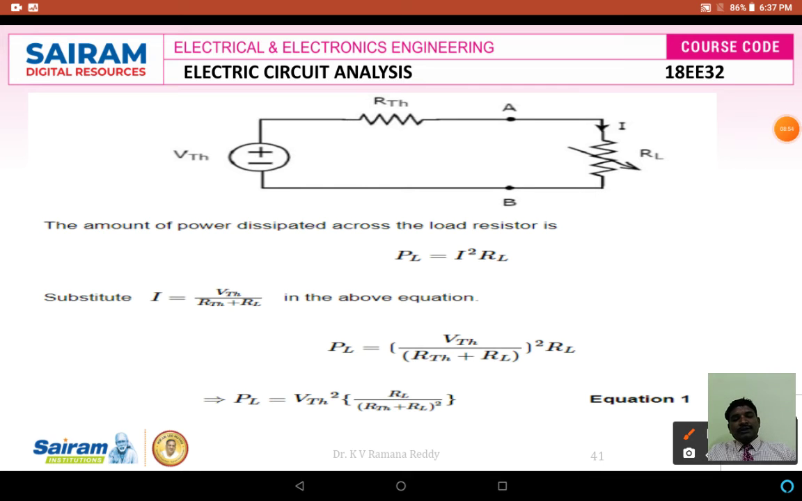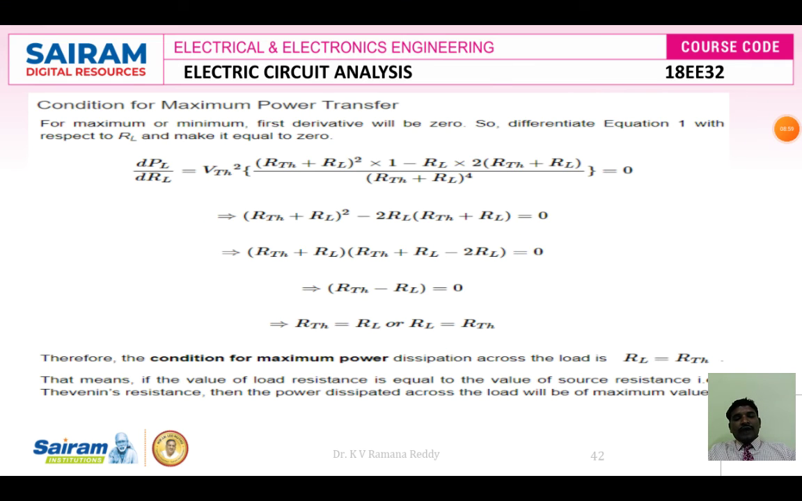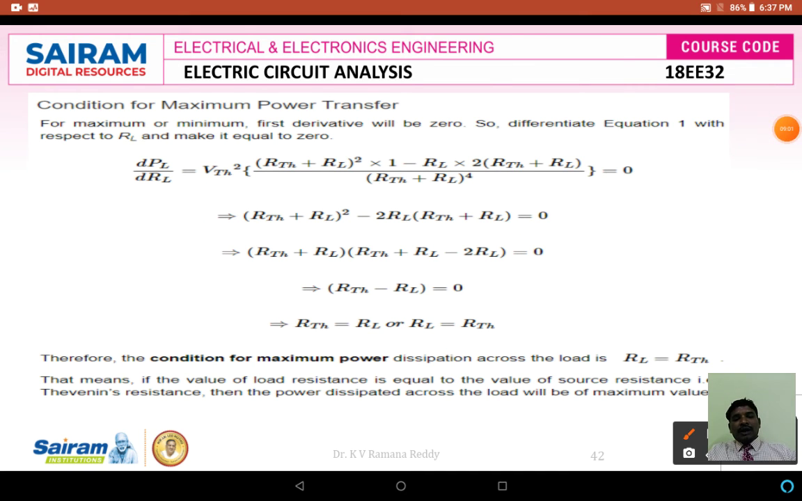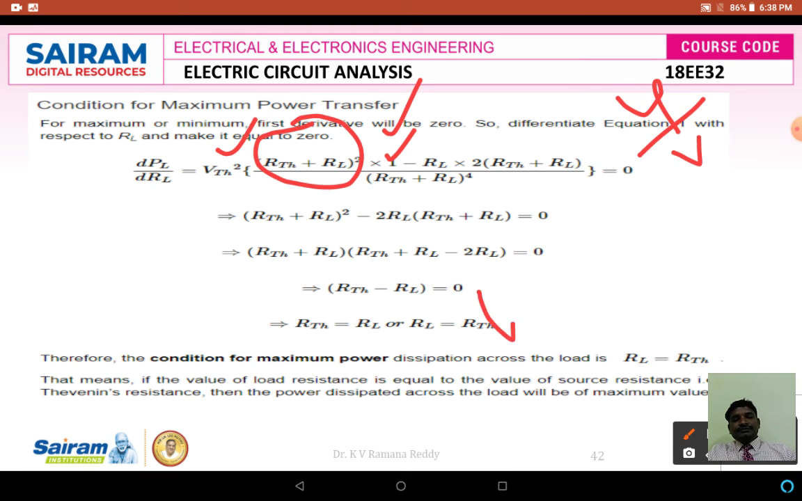into RL divided by Rth plus RL whole square, that is equation number 1. I am going to differentiate it with respect to RL, using the U by V rule. Vth square I am taking to the left side. First I apply the U by V rule: d by dRL of RL becomes 1, and the remaining term is Rth plus RL whole square, that is V dash into U minus V into U dash.